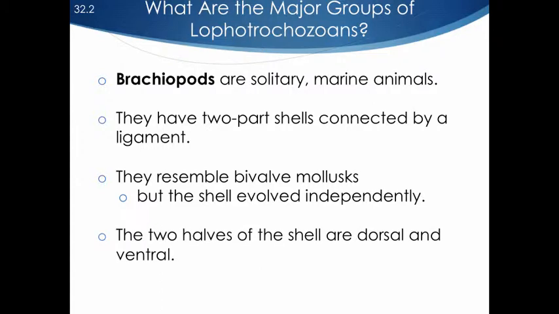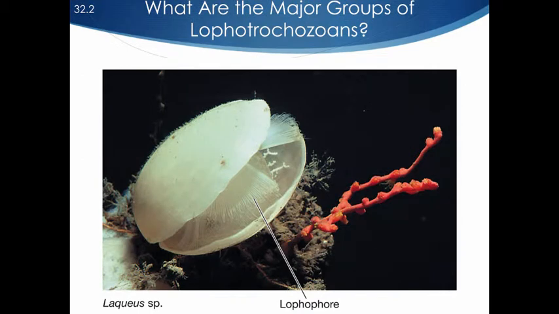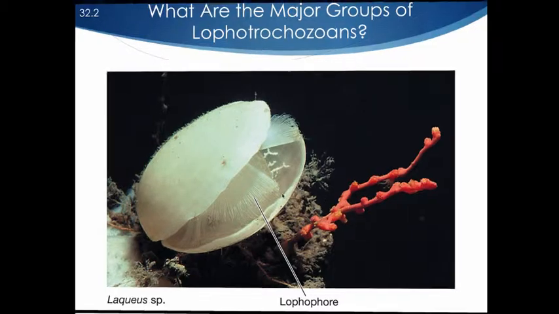They have two half shells, which are a dorsal and a ventral shell. So we'll look at that in a picture. So this would be your brachiopod, and you can see your lophophores inside, and these are your two shells. And usually dorsal refers to the top, so this is the dorsal, and that's your ventral.